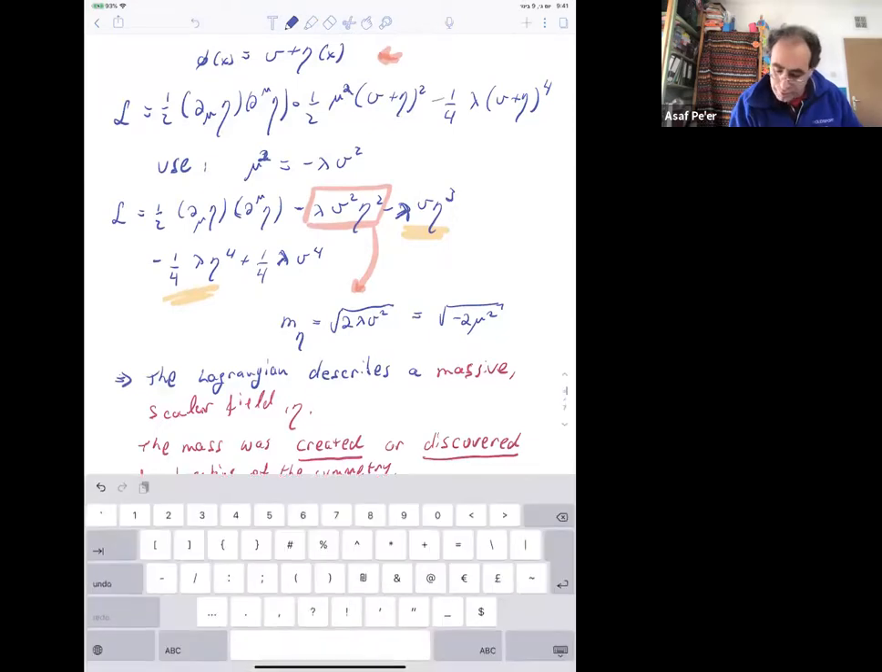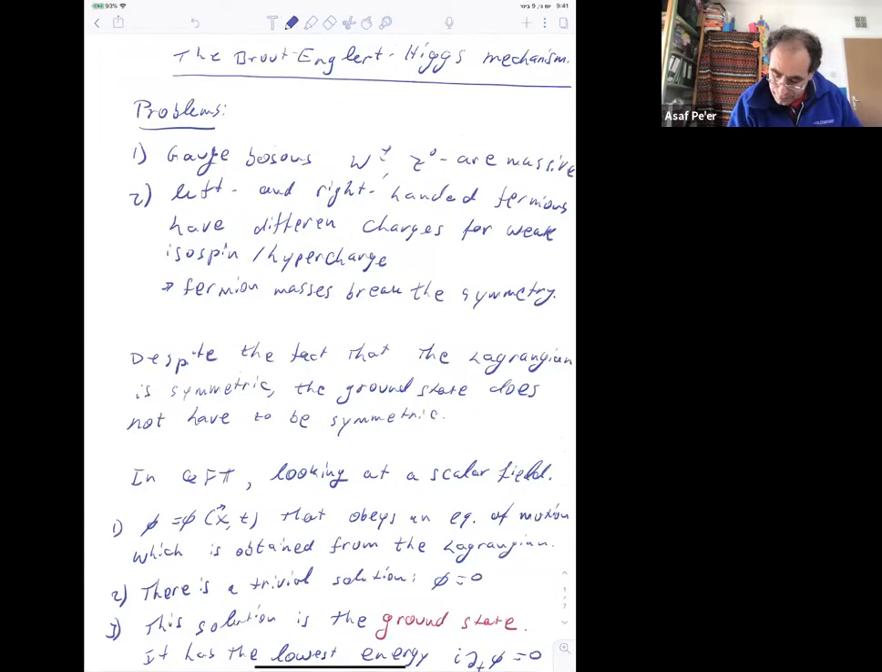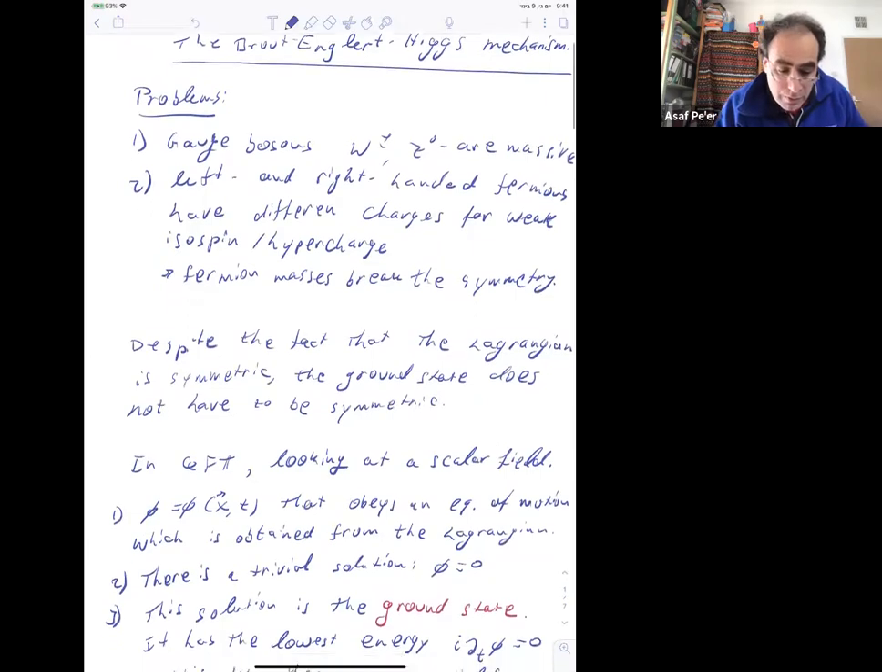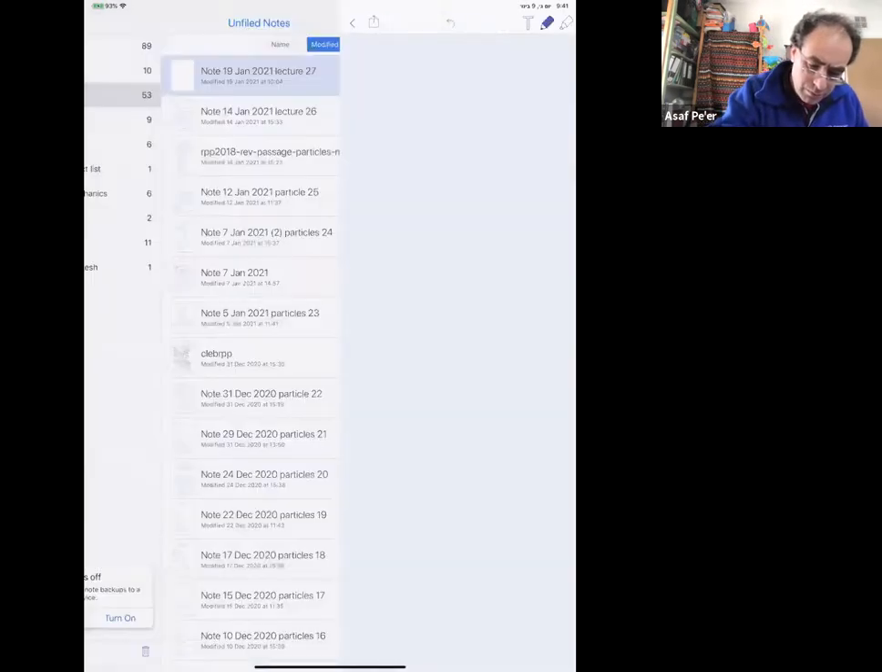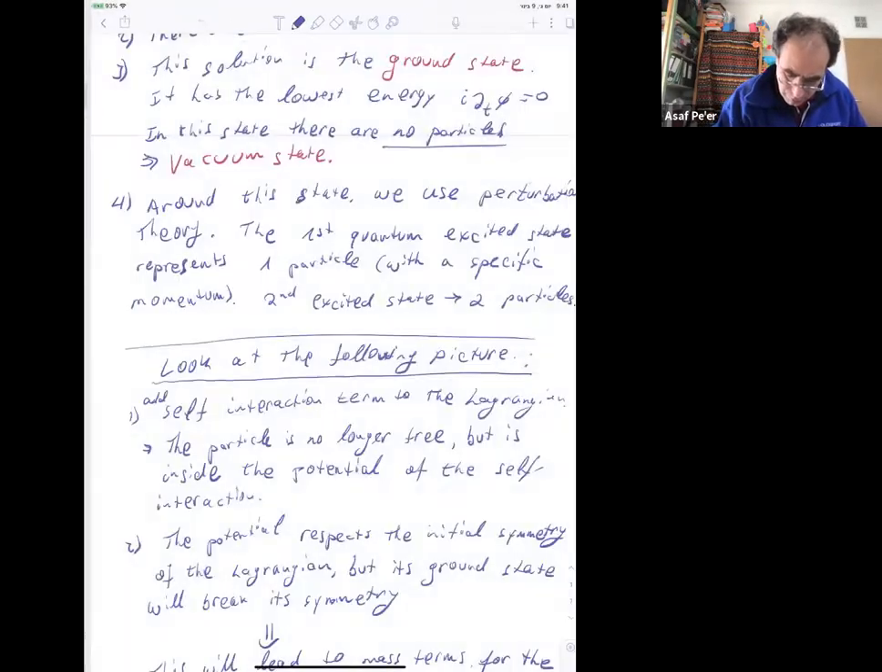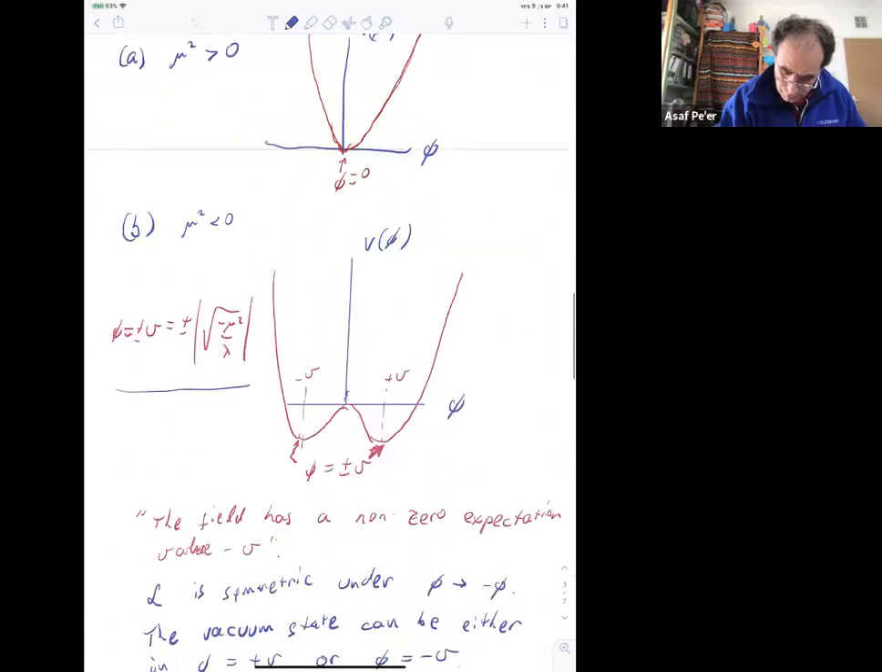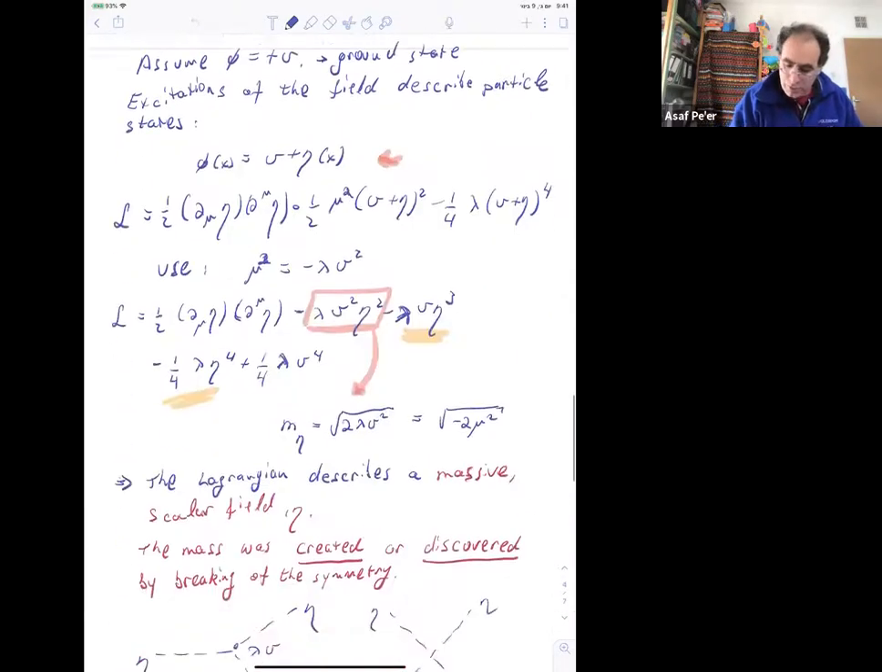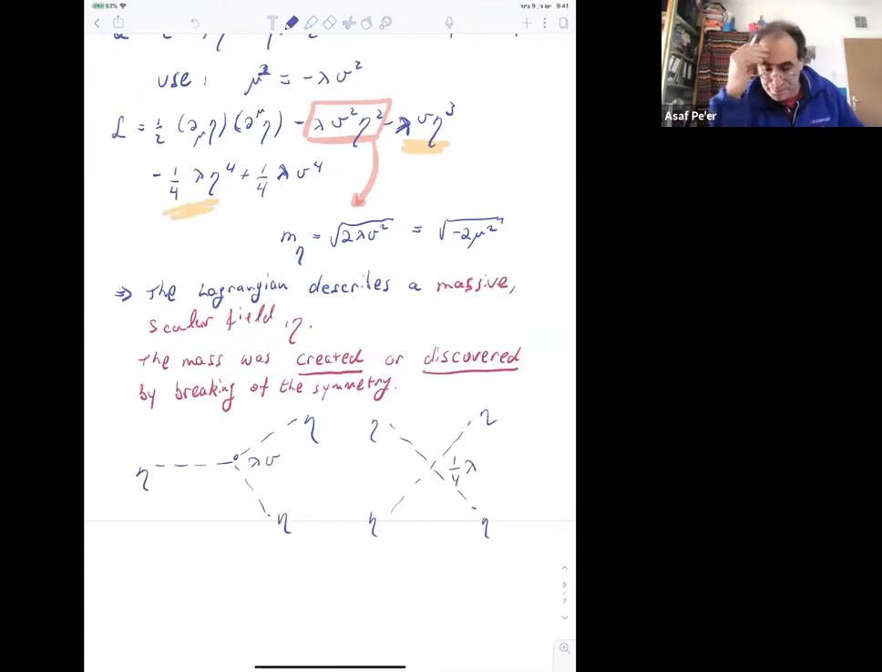So we'll have a 1/4 lambda. Of course, the last term is just a constant. This term here is just a constant, so it has no real physical meaning.